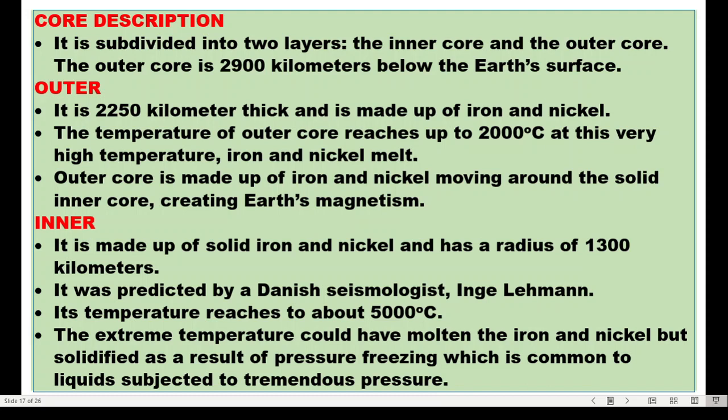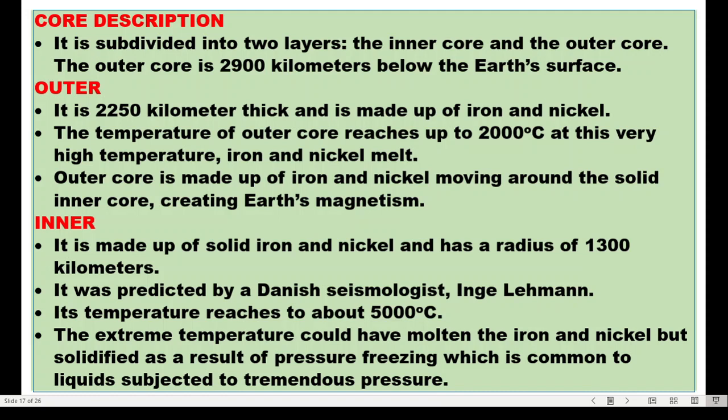The temperature of the outer core reaches up to 2,000 degrees Celsius, so mainit talaga. At this very high temperature, iron and nickel melt. So, natutunaw, no, liquid na pala siya. Outer core is made up of iron and nickel moving around the solid inner core. So, yung outer core, liquid. Pero yung inner core, yung pinakang loob na, ay solid. So, creating Earth's magnetism. So, yun na yung sense ng inner core. Nagkikreate siya ng magnetism.